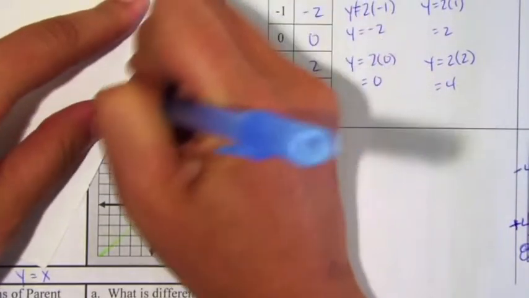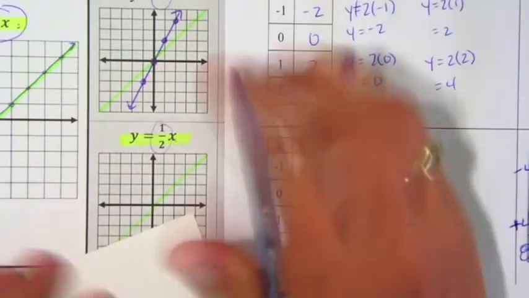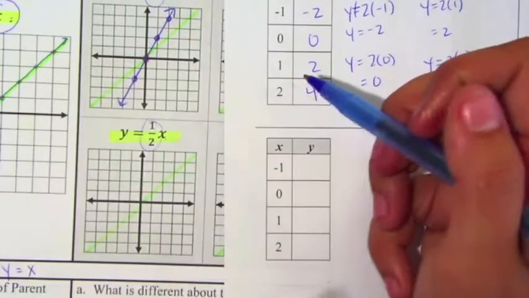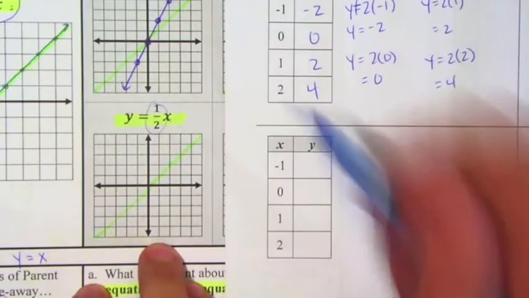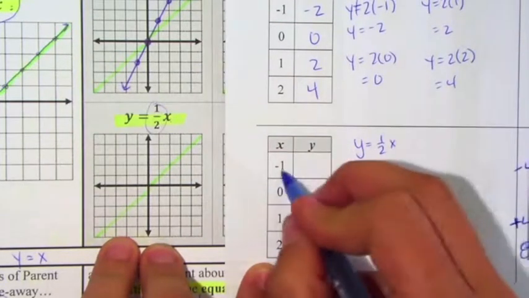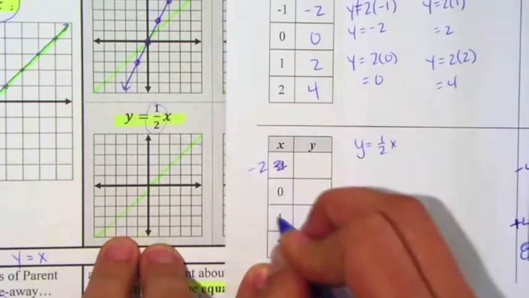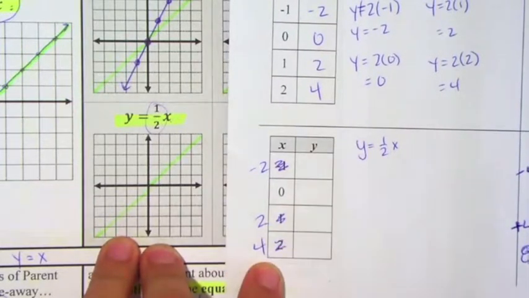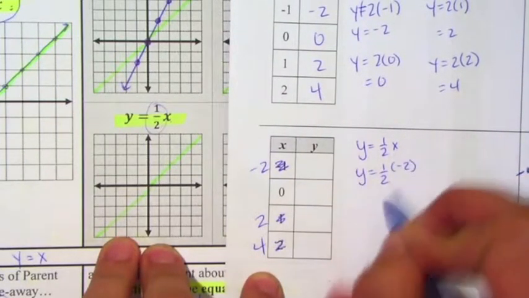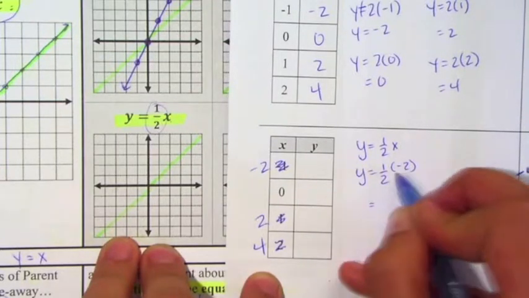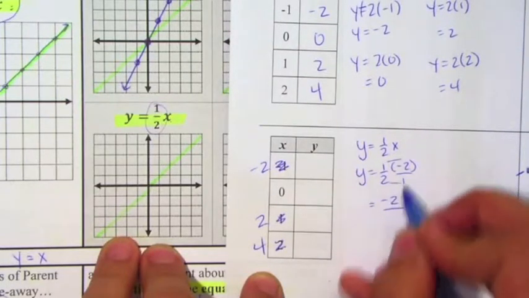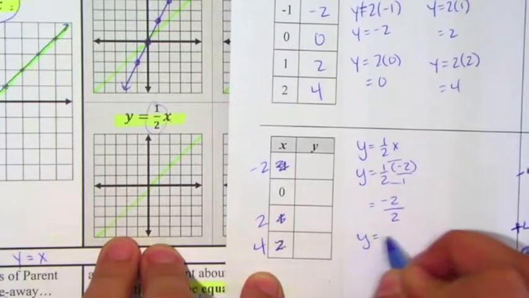So our graph has shifted, it's transformed, and as you've noticed, our parent function was going this way, and now it is going that way. So it's like rotated. Let's take a look at this one down here. Y equals 1/2 x. I actually changed these in class to -2, 2, and 4. So let's substitute in -2. So y equals 1/2 times -2. When you multiply fractions, you want to put the other number over 1 so you can multiply straight across. That becomes -2 over 2, which is -1.